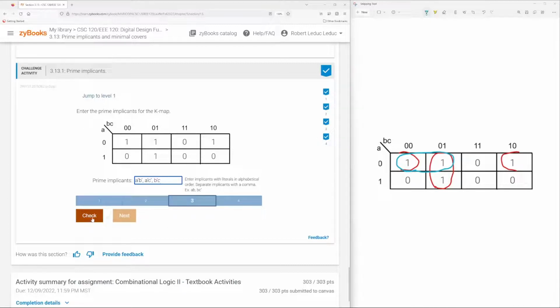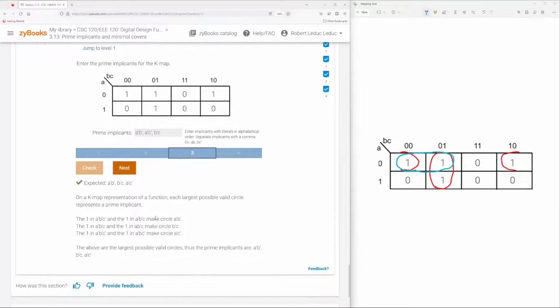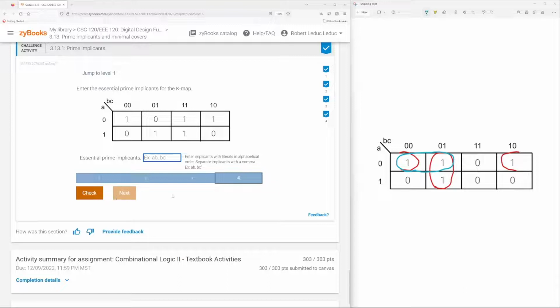All right, and we'll go ahead and check our answer, and that is the answer that I'd expected. So we have these three circles are the largest valid circles that we could draw on this Karnaugh map. So we'll go ahead and skip on to the last problem in this challenge activity. And this time it's asking us to identify the essential prime implicants for this given K-map.